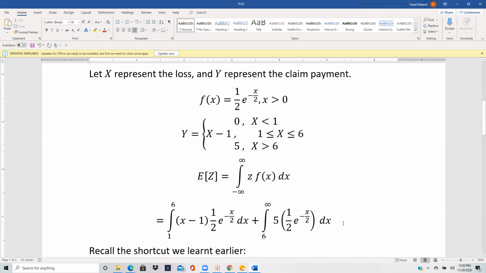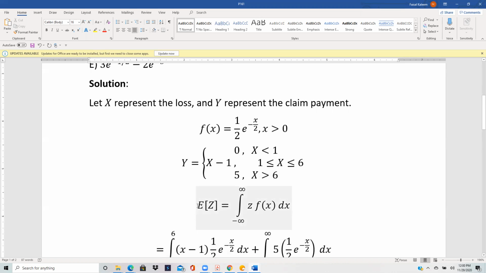Okay, so now we have to find the expected value of the claim payment, E of Y. Normally you know that E of Y will be the integral of y against f of y. But since Y is going to be changed in terms of X, and we have to do that because we know the PDF of X only, not of Y.